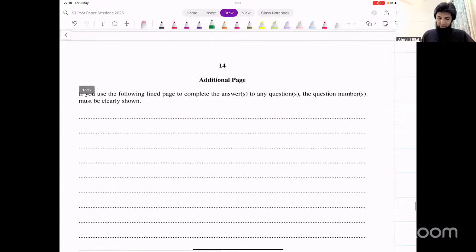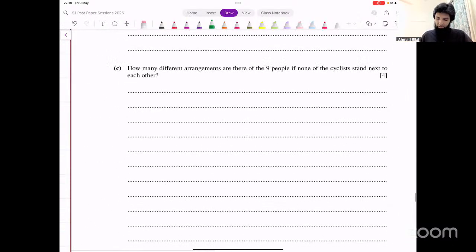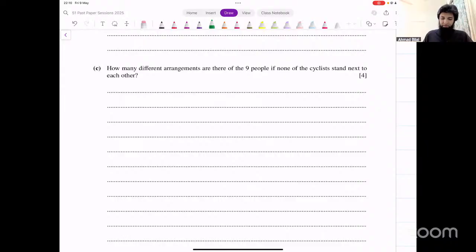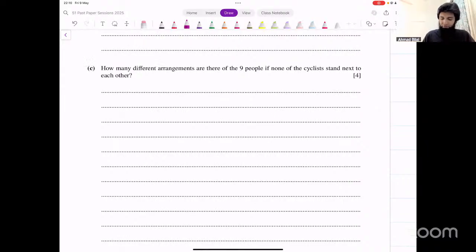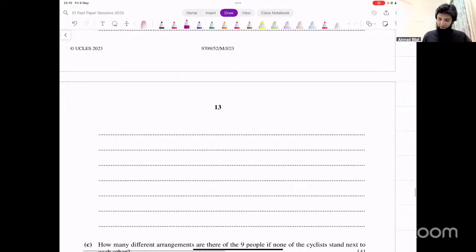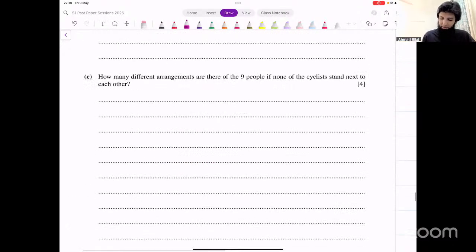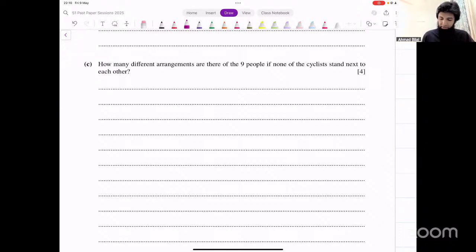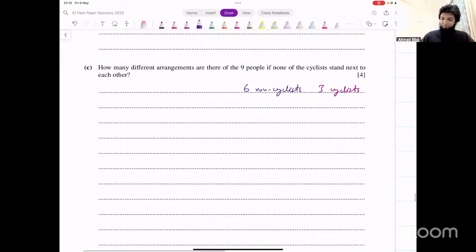They're just saying none of the cyclists stand next to each other. All that means is we have to separate the cyclists. How many of them are there? There are 3 cyclists, so there are 6 other people. So let's just do it like this. We've got 3 cyclists and 6 non-cyclists. We don't care who they are, they're just not cyclists. We have to separate the cyclists, so we can use the dashes and stars method.